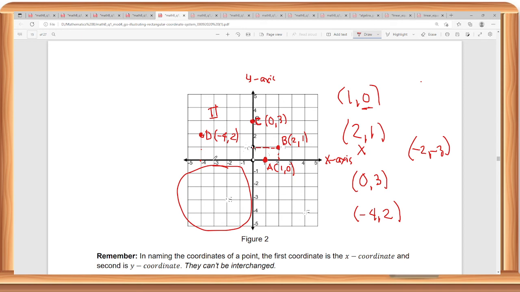The y coordinate is -3. I'm sorry, -2 is the x coordinate. So here is the -2. And the y coordinate is -3. So the point, is it point E? We are now in point E, which is located here, in the third quadrant.